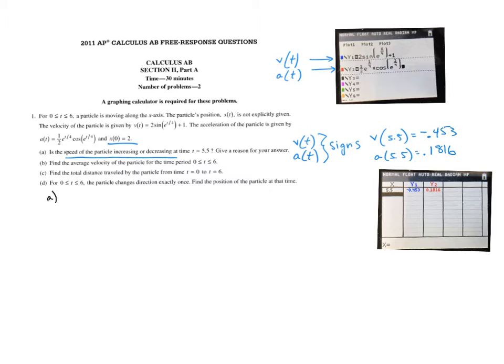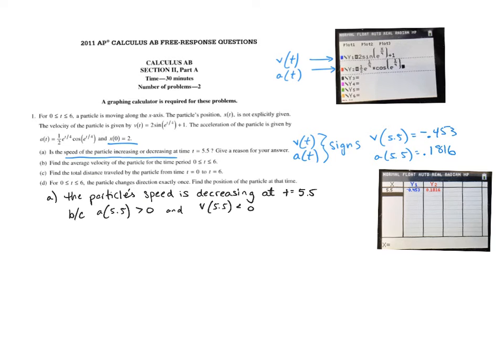So the answer to part A is the particle's speed is decreasing at t equals 5.5 because a of 5.5 is greater than 0 and v of 5.5 is less than 0. So that shows they have different signs, so therefore this particle is slowing down, aka its speed is decreasing.